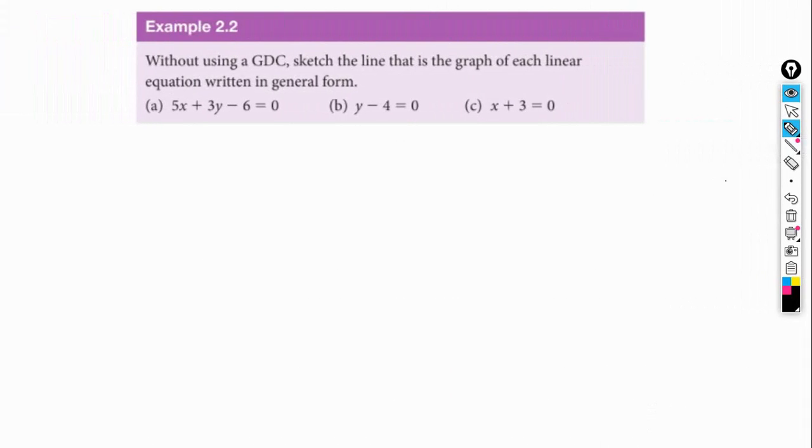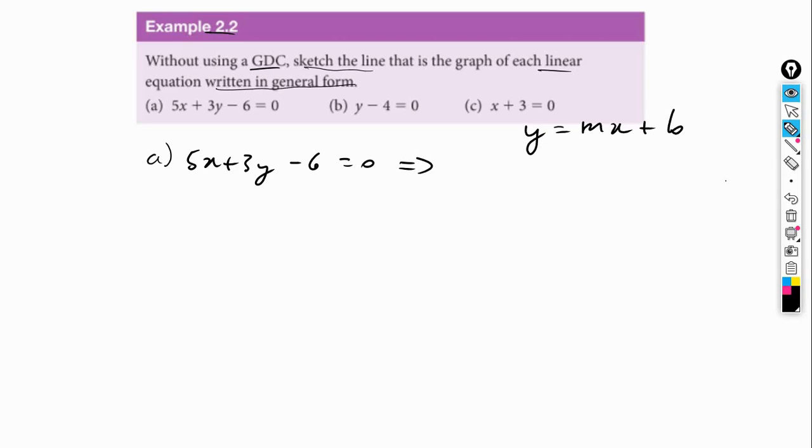So next we have example 2.2, and it says, without using a GDC, a graphing display calculator, sketch the line that is the graph of each linear equation written in general form. So these equations are written in general form, and they want us to graph them. So for A, we have 5x plus 3y minus 6 is equal to 0. In these cases, what is recommended is to rearrange this and write it in the gradient intercept form. Remember that the gradient intercept form is y equals mx plus b, for instance.